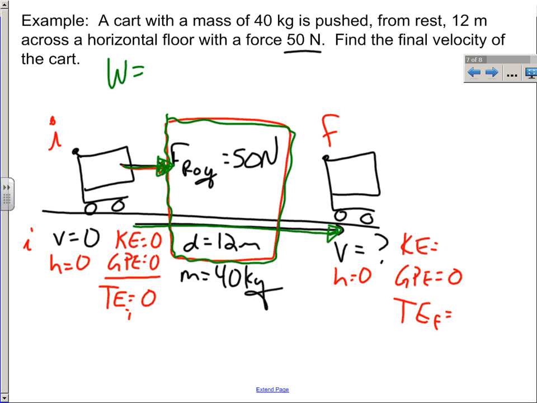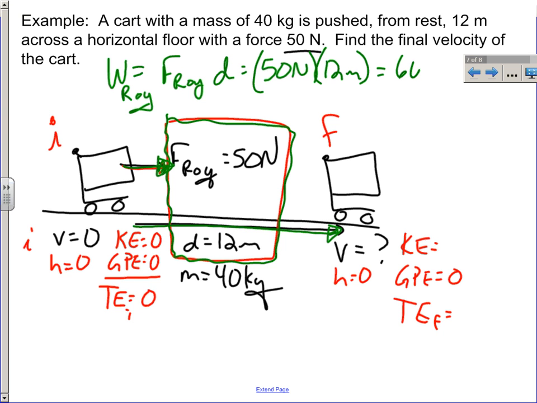Work is, in this case, the work done by Roy, which is equal to the force of Roy times the distance he pushed it. So his force is 50 newtons. The distance he pushed it is 12 meters. Multiply that and you get 600 joules. You can do unit analysis on that and verify that it comes out to joules, but it does. Okay? So that's how much work Roy did, 600 joules.